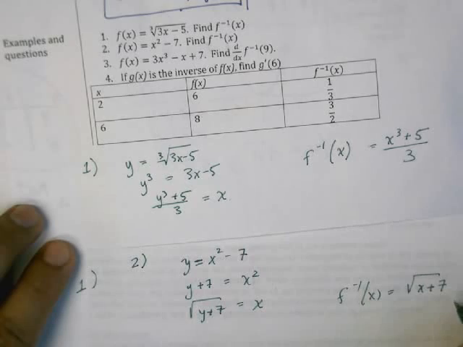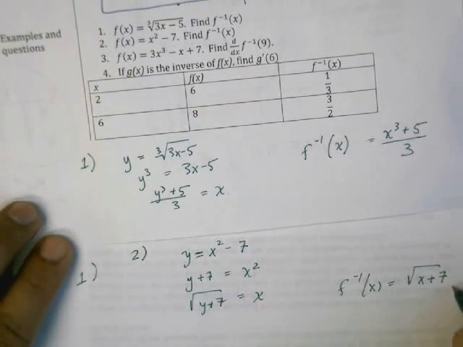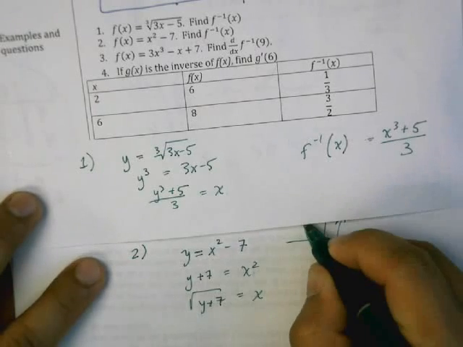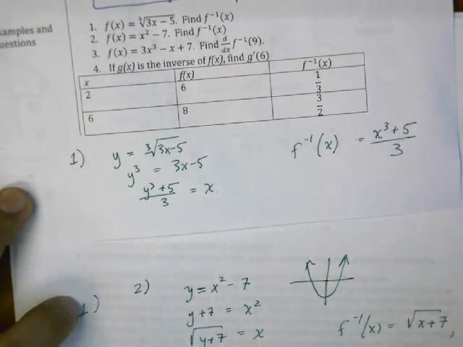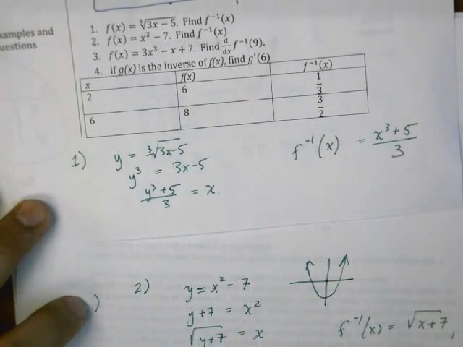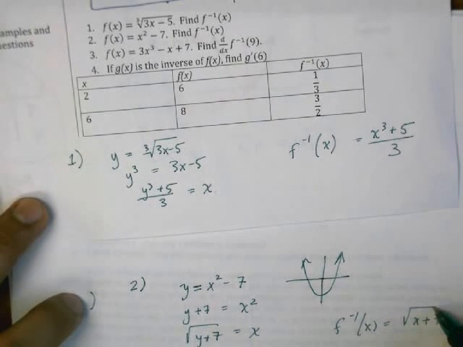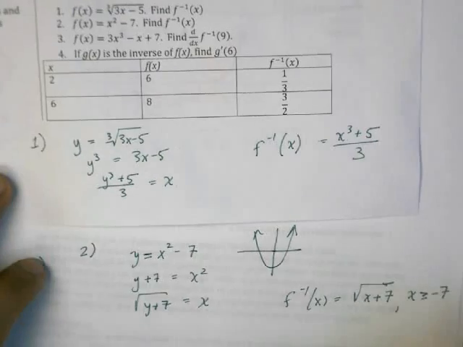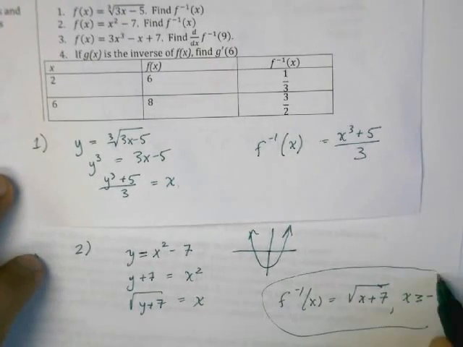Okay, but keep in mind there is a restriction. Okay. So this graph looks like this. So this is defined only for some cases. It's not defined for everything. So this is only defined when x is greater than or equal to -7. Okay. So this is the restriction of that function.